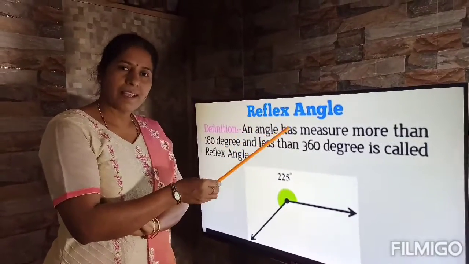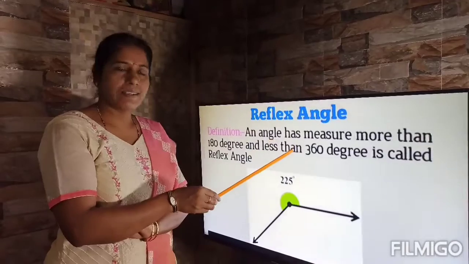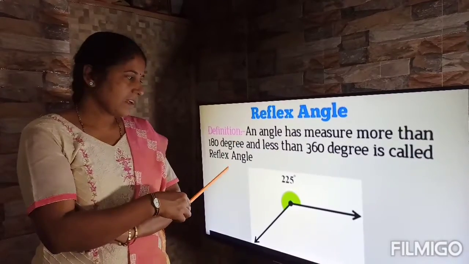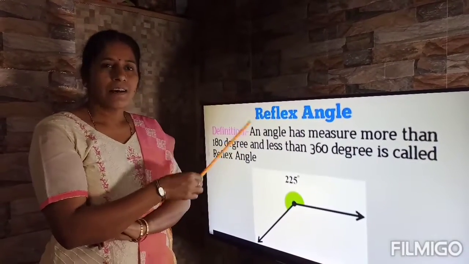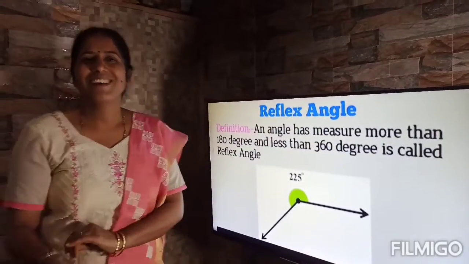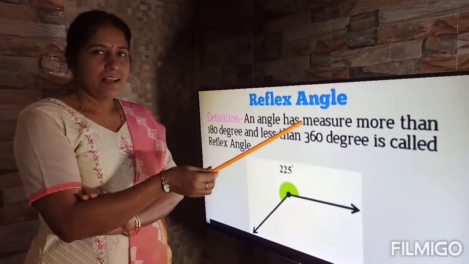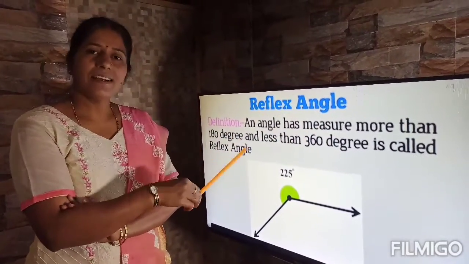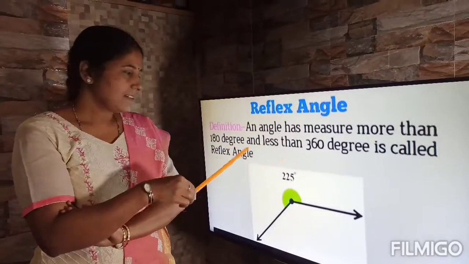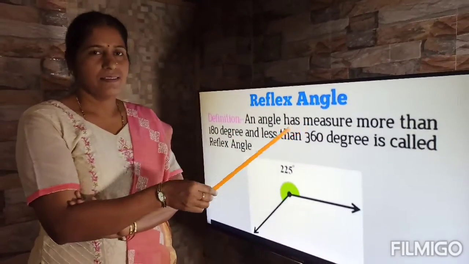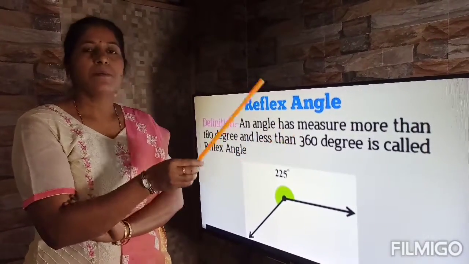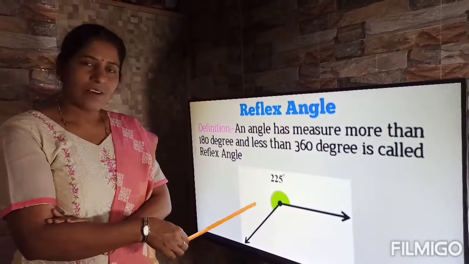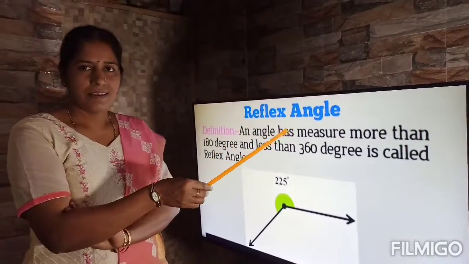Next one is reflex angle. Definition: an angle that has a measure more than 180 degrees and less than 360 degrees is called a reflex angle.